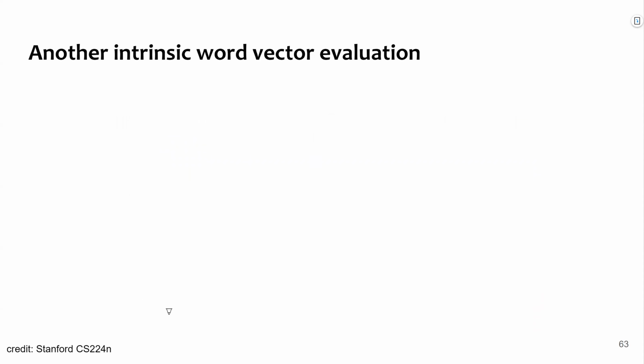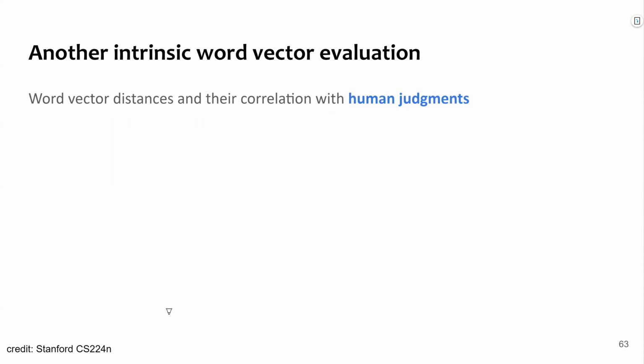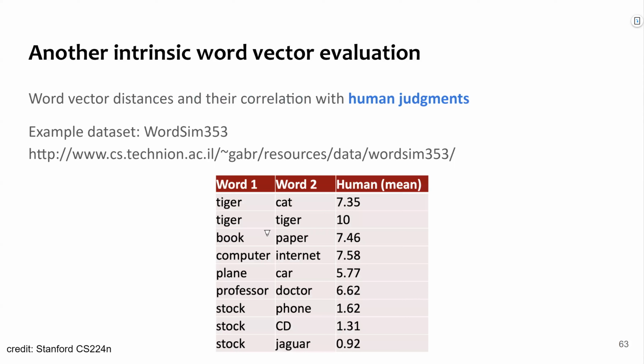Another intrinsic word vector evaluation is human judgment. There is an example data set. Humans judge tiger and cat as 7.35 similar, and tiger and tiger as 10 similar. And we are going to evaluate whether our learned word vectors output the same similarity as humans. However, this is quite subjective, right?